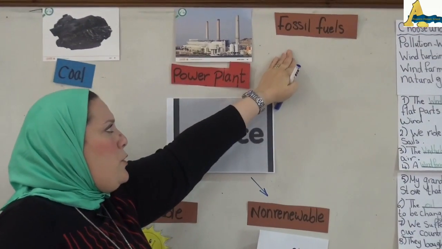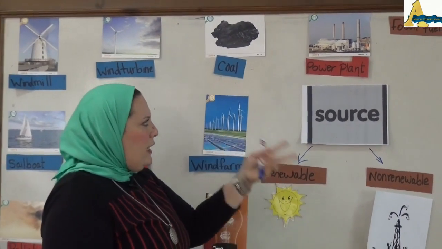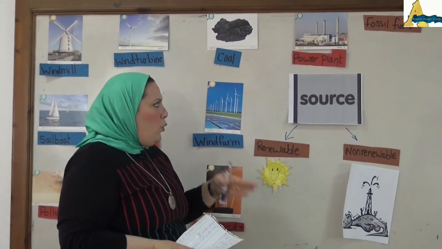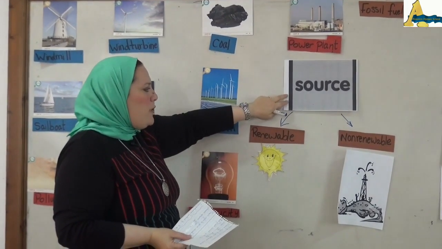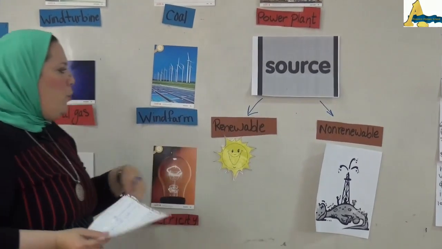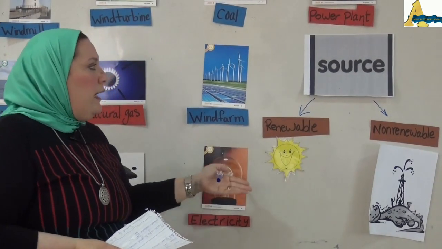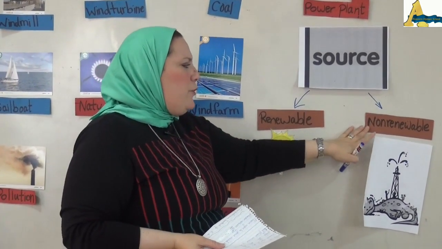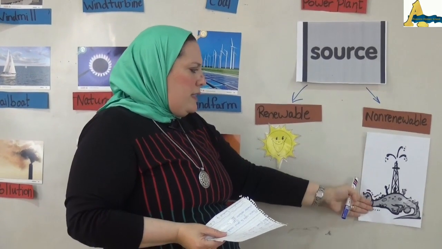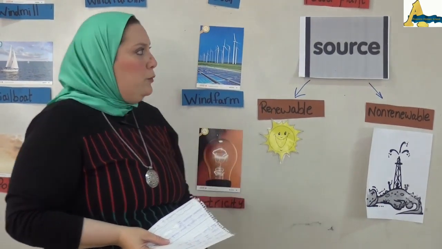Fossil fuels, what are fossil fuels? It's a source of energy that comes from the ground, like coal, like natural gas, like oil. Source. We have two sources of energy. Renewable source of energy, which is renewable by itself, like the sun, like the wind. And the other source of energy is non-renewable. Of course, as you can see from the visual, like the oil, like the coal, everything that comes from the ground.